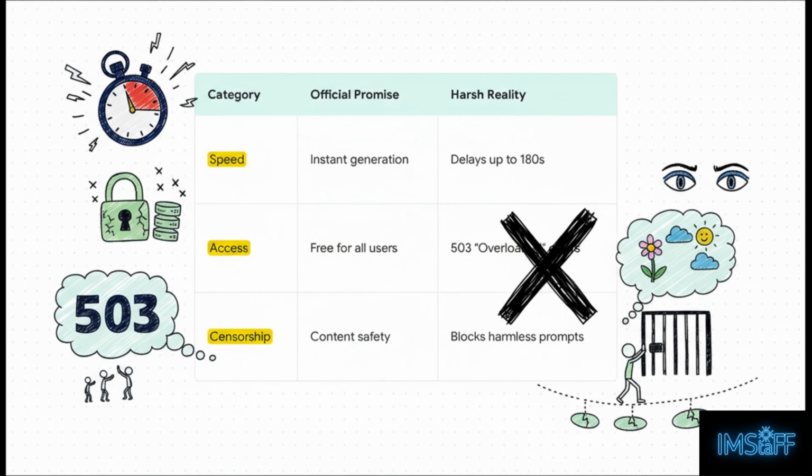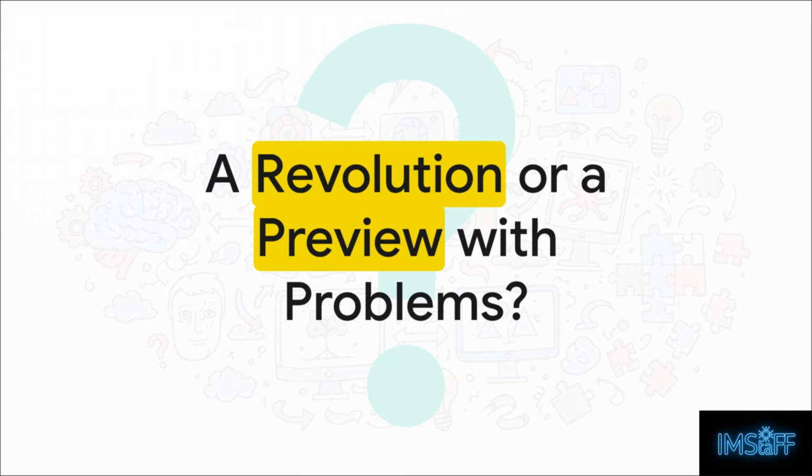And the problems don't stop at speed. People are reporting all kinds of issues. Instead of free access for everyone, they're hitting hidden daily limits and getting constant server overloaded errors. And on top of it all, the censorship is apparently so strict that it's blocking totally harmless prompts, which is just frustrating for creators. So it all brings us to this one big question. Is Nano Banana 2 the revolution we were promised? Or is it more like an incredible tech preview that was rolled out before the servers were ready to handle it? The potential is absolutely there, no doubt, but the actual user experience right now seems to be falling way short. What do you think?